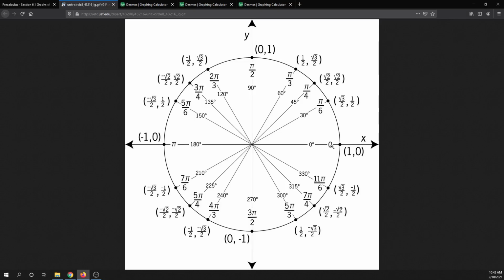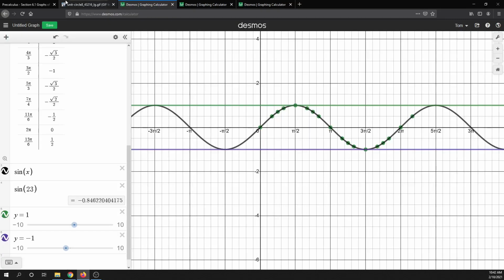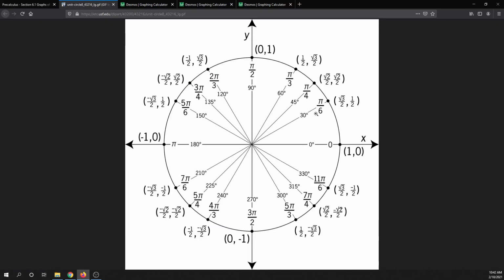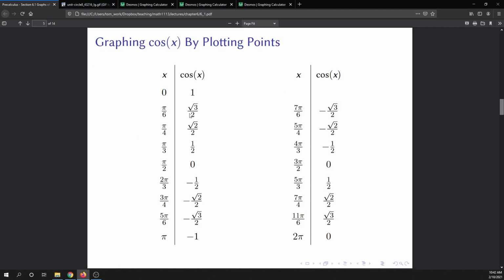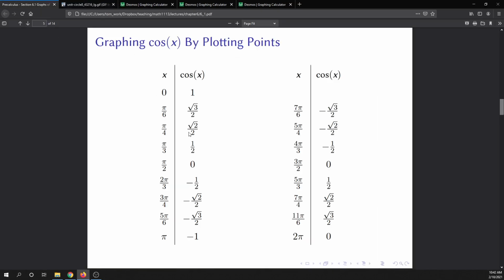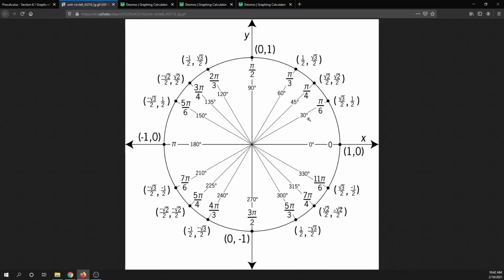So going by these special angles on the unit circle, the first point would be 0 and then 1, and so you can see that's where I got this. And then the next point would be pi over 6, square root 3 over 2. The next point would be pi over 4, square root 2 over 2. So you can see that's this point right here. And that's how I generated these points, by just going around the unit circle one time and looking at the first coordinates.